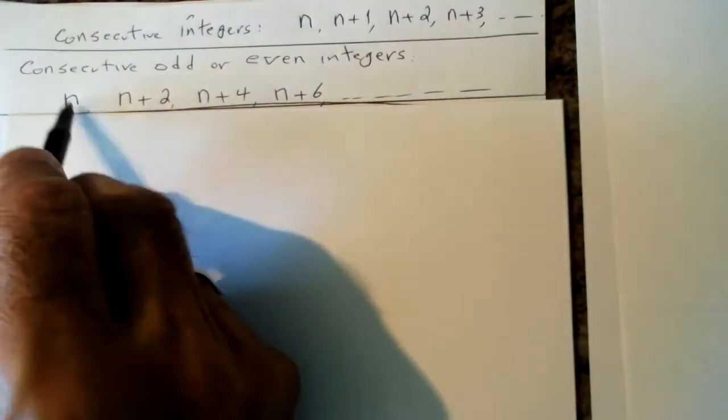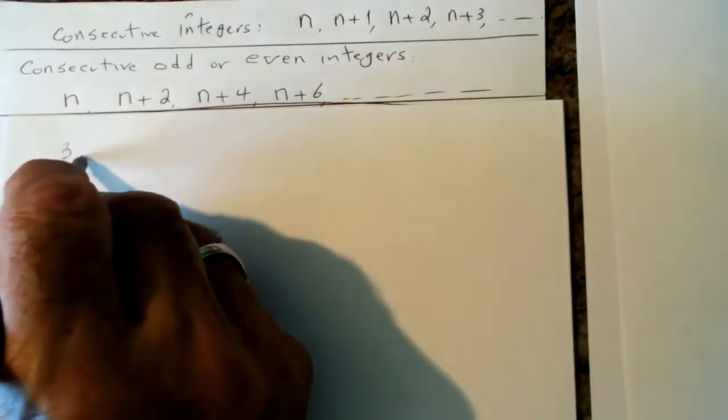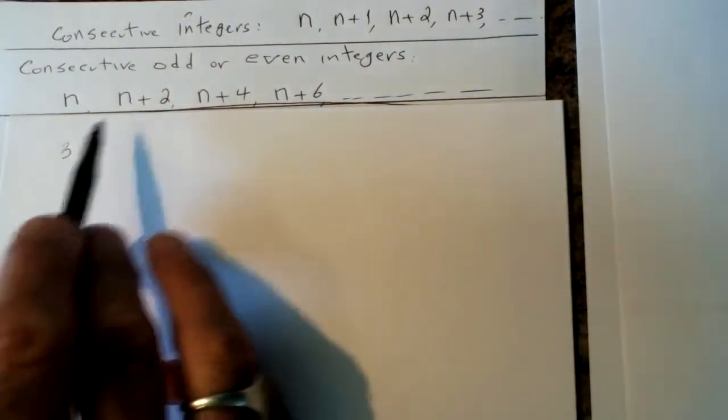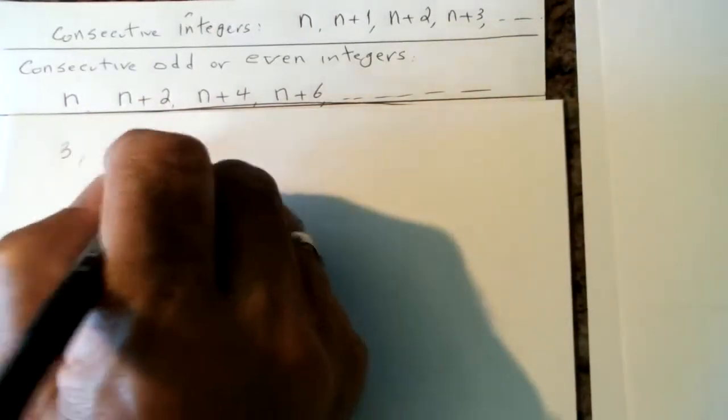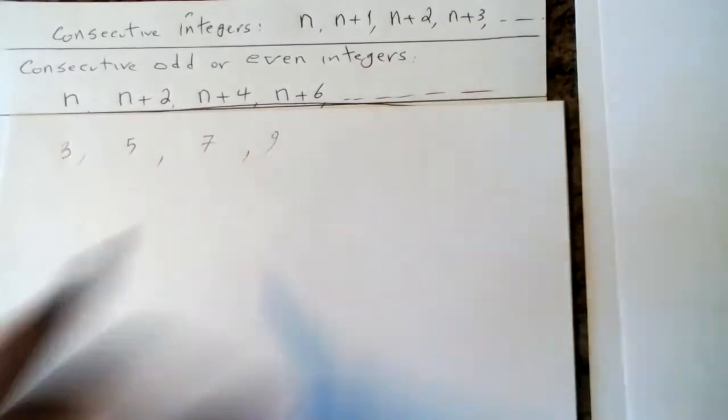Let's say my first number is 3. According to this formula, 3 is an odd number, right? What's the next consecutive odd? 3 plus 2 is 5. 3 plus 4 is 7. 3 plus 6 is 9, okay?